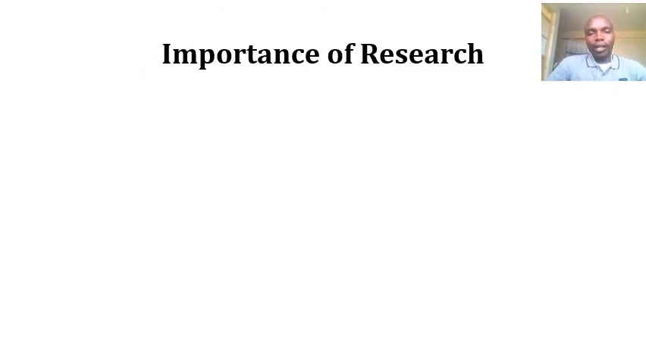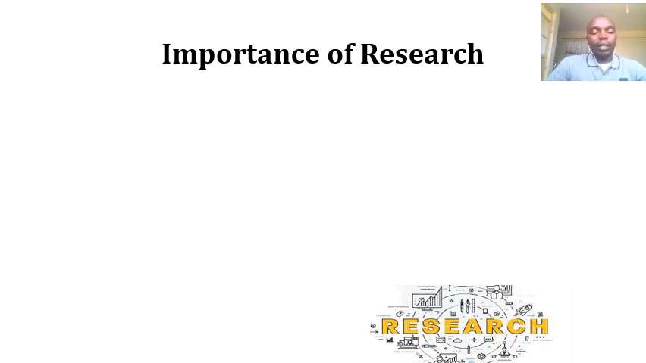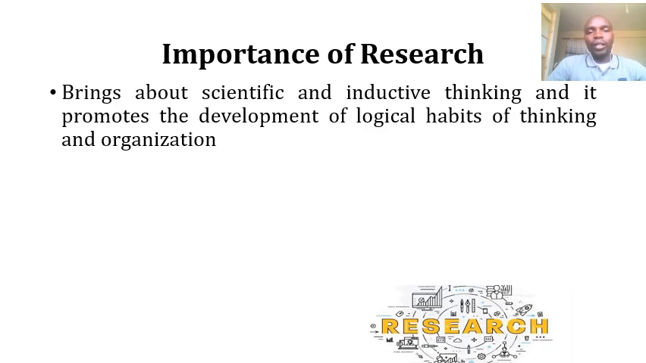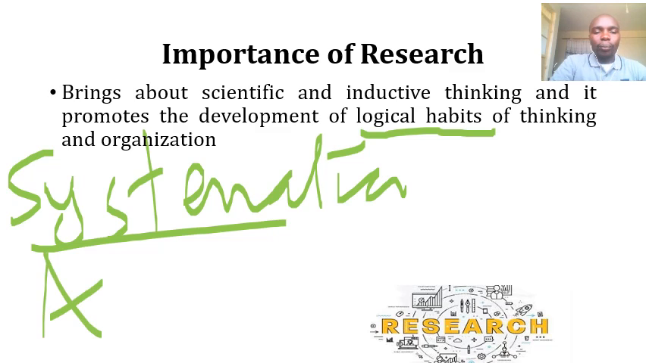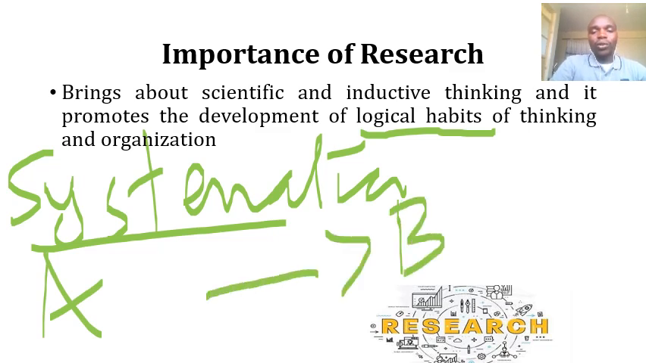Okay, then, let's move to the second objective. What are the importance of research? Research is very important because it's going to give you information that's going to answer your problems. So first of all, research brings about scientific and inductive thinking, and it promotes the development of logical habits of thinking and organization. As we mentioned, it is systematic, which means it begins from point A of step 1 to step 10. So it is systematic. It's going to begin from the beginning as it goes to completion.